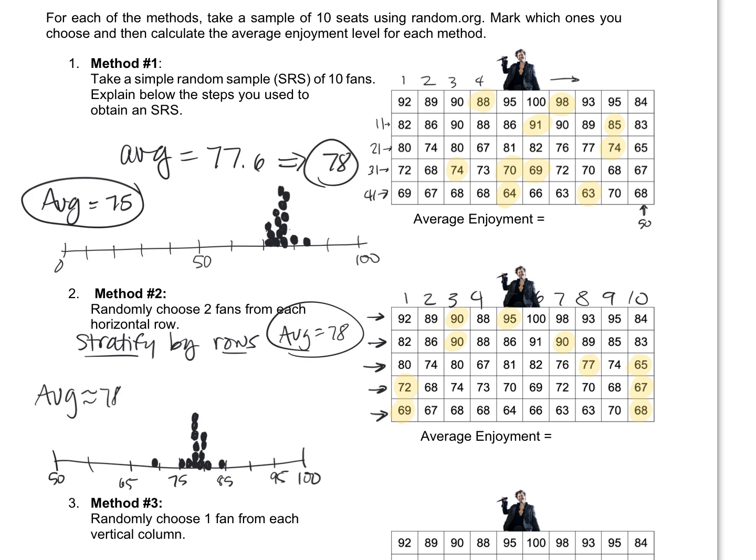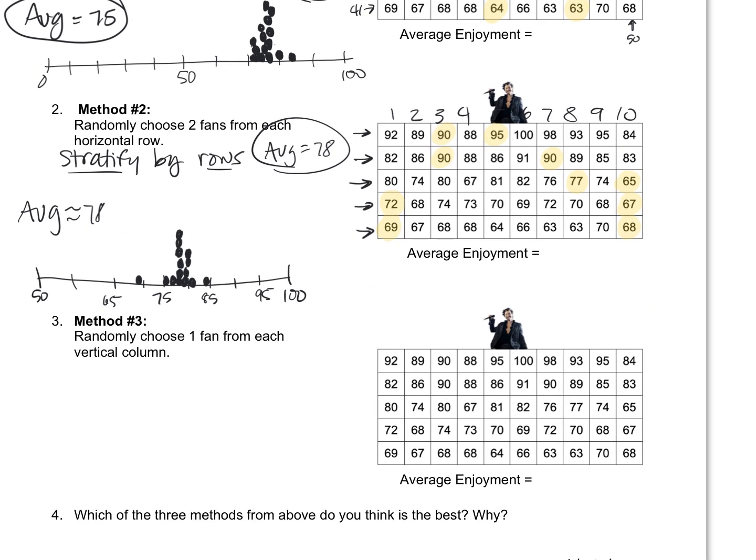Well, because there's going to be a method that is best to give us a good estimate that's easier to collect. Okay, numbering the seats 1 to 100 is kind of tedious, right? Although it's possible, it is time consuming and harder to do. So we're looking at an easier strategy to get a similar result. So there's stratifying by rows. Now on number 3, we're going to stratify, but this time by columns.